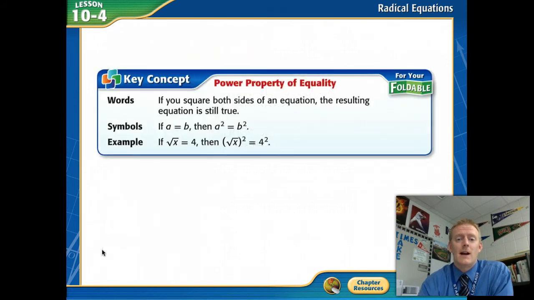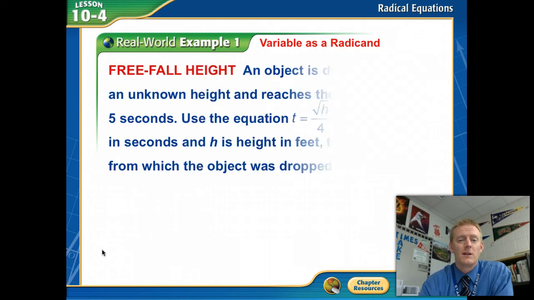All right, let's get rocking. This is the main idea here. We're talking about how to solve radical equations. To get rid of a square root, you would square both sides of an equation. Remember, whatever you do to the left side, you've got to do to the right side because it's math, and math is always fair, kind of.